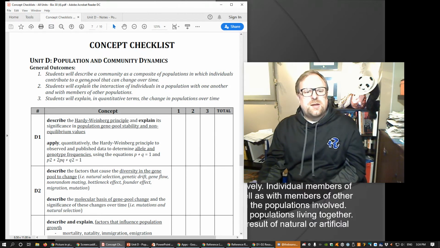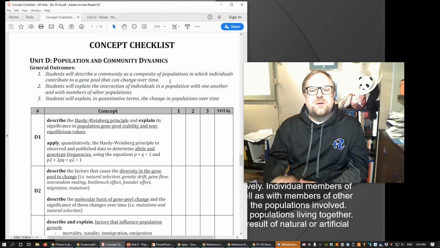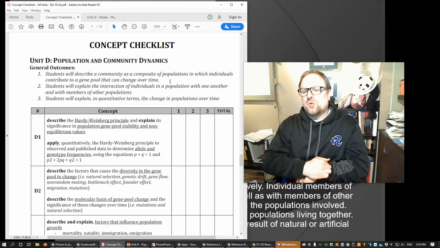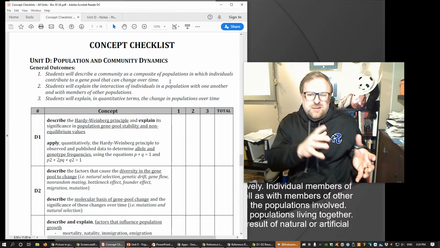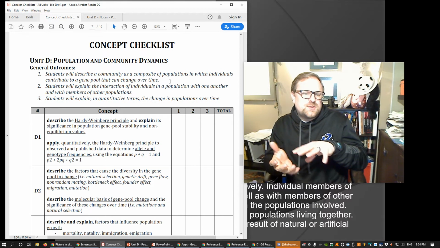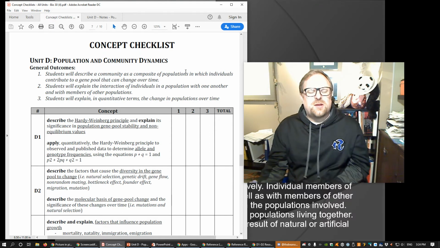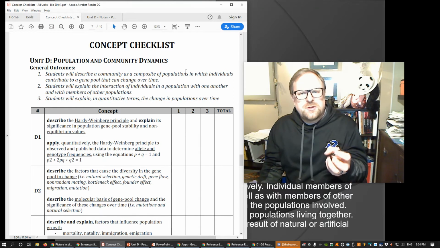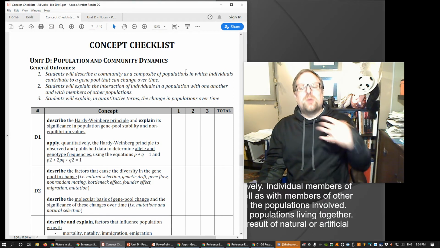The first one is that you're going to describe a community as a composite of populations in which individuals contribute to a gene pool that can change over time. So we're going to bring some of the stuff we talked about in Unit C into Unit D, but we're getting bigger now. We're talking not about what's going on in an individual cell or an individual organism. Now we're getting into some big stuff.